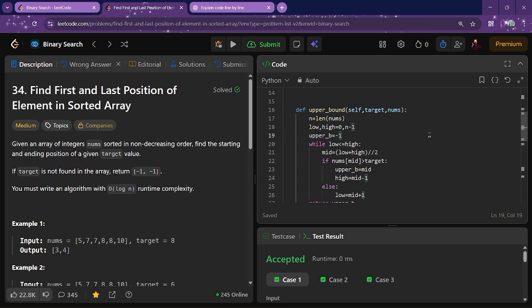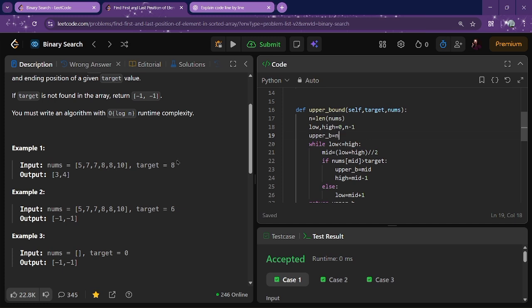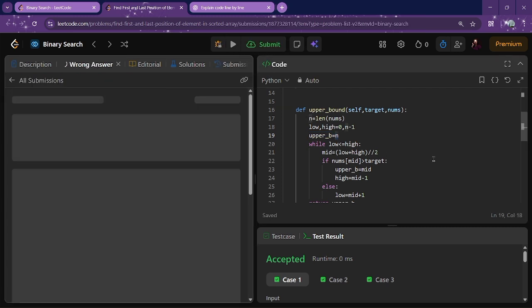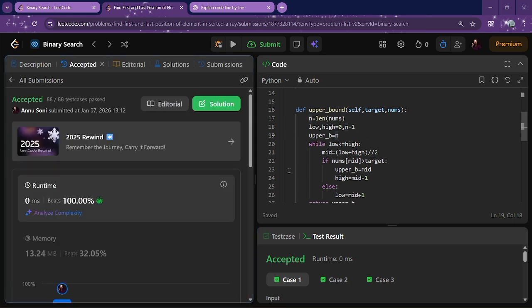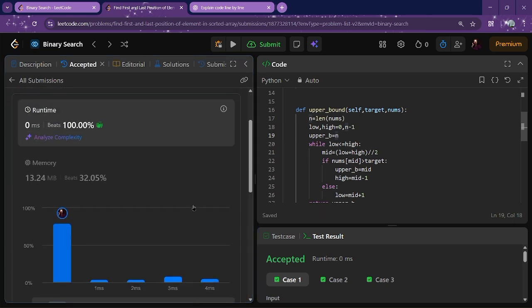Also, I want to mention one more thing, that we have to take upper bound as n. Because in case, for example, my target is 8, and in place of 10, if I take 8, what will be my upper bound? Upper bound is going to be n, right? So that is why I'm going to update my upper bound to n. And now we're going to submit this code. Here it is submitted, and we've done this question.